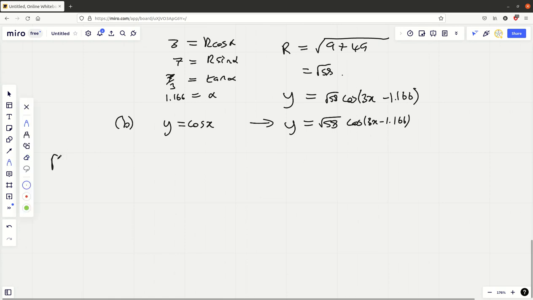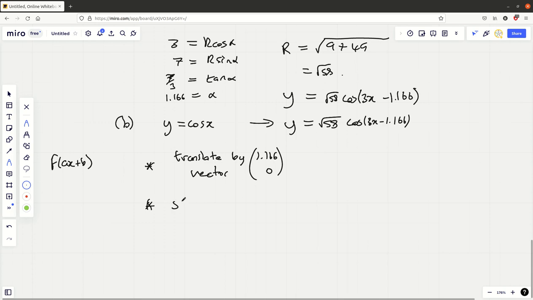I just remember from bitter experience, if you're ever doing the ax plus b transformation, you don't use BIDMAS, you use the opposite of that. We need to translate first by 1.166 to the right in the x direction. Yeah, translate by, I suppose if we write it down as a vector, translate by vector 1.166, but they would accept shift 1.166 to the right.